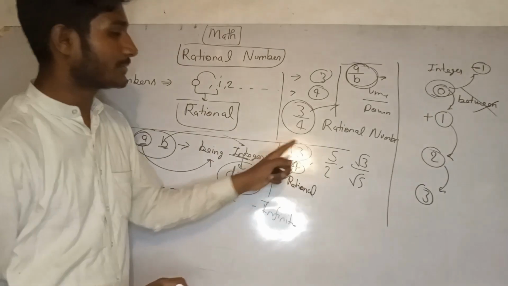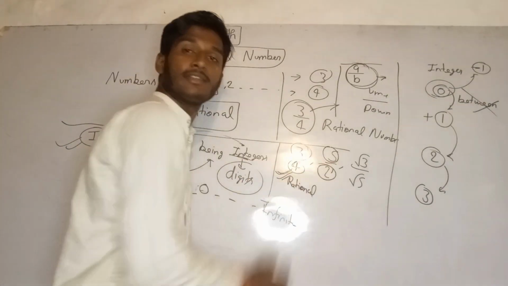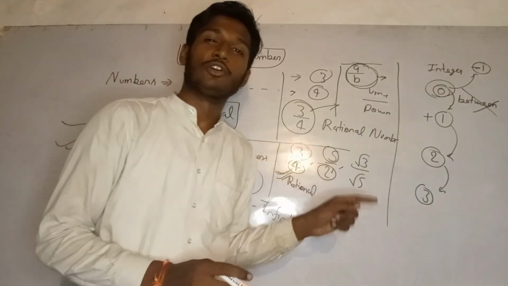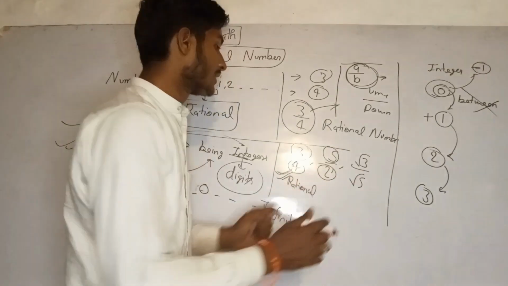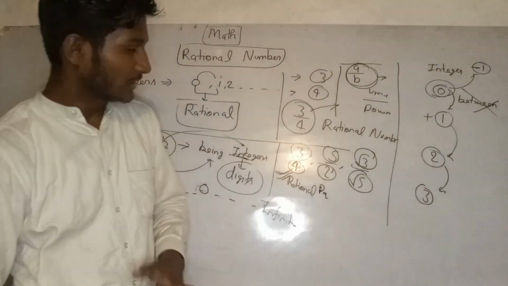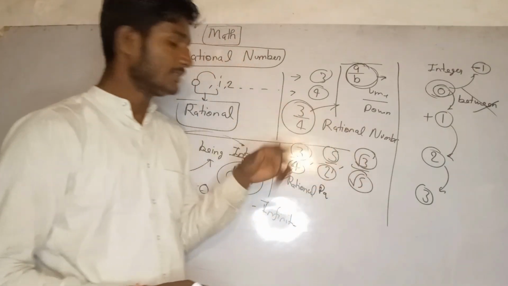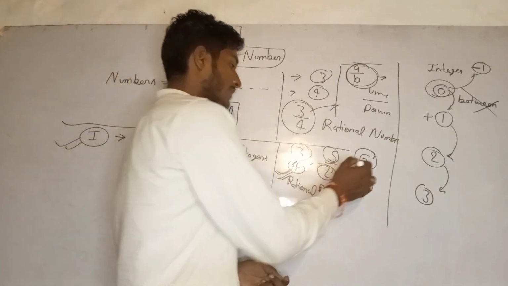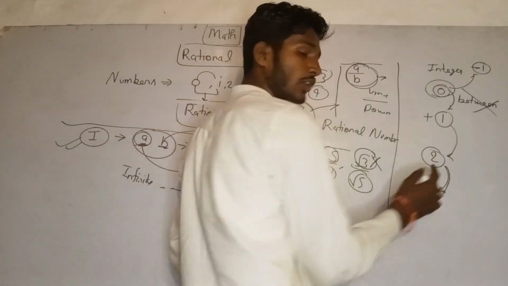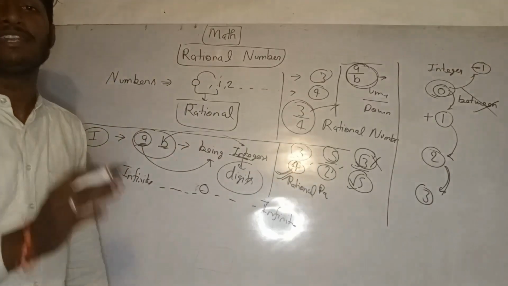Next we check 5 upon 2. 5 is an integer, 2 is an integer. So 5 upon 2 is also a rational number. Next we check these numbers. You tell me whether root 3 is an integer. Root 3 is not an integer, because root 3 does not come in integers, and root 5 also is not an integer.